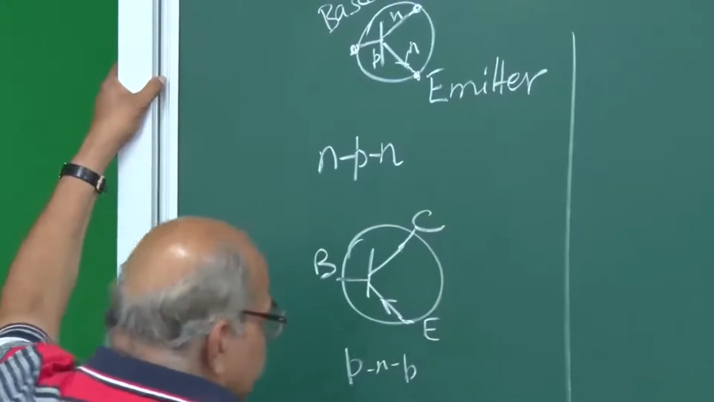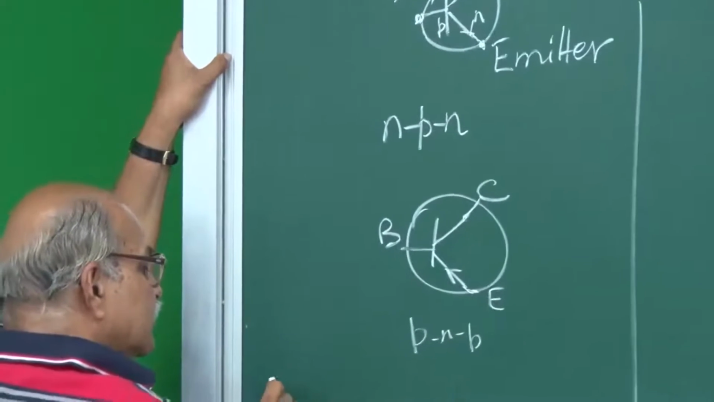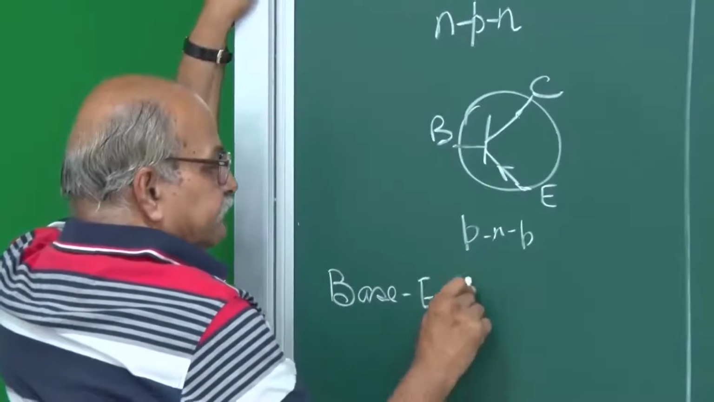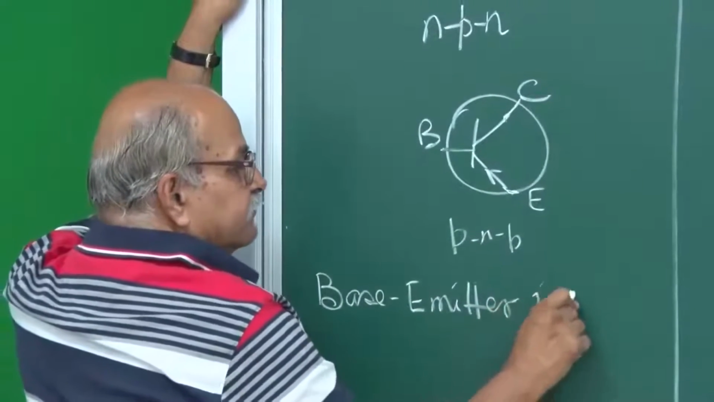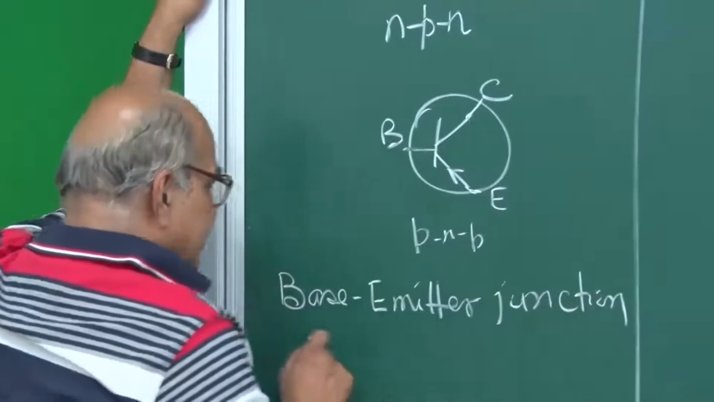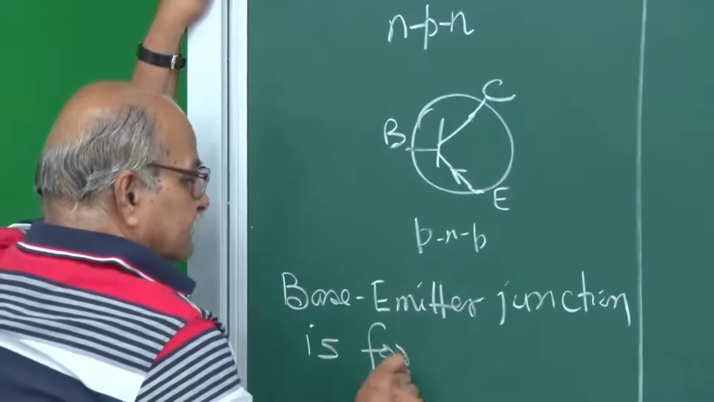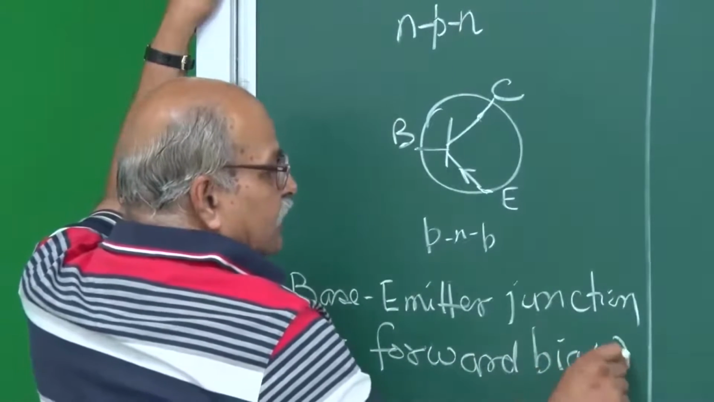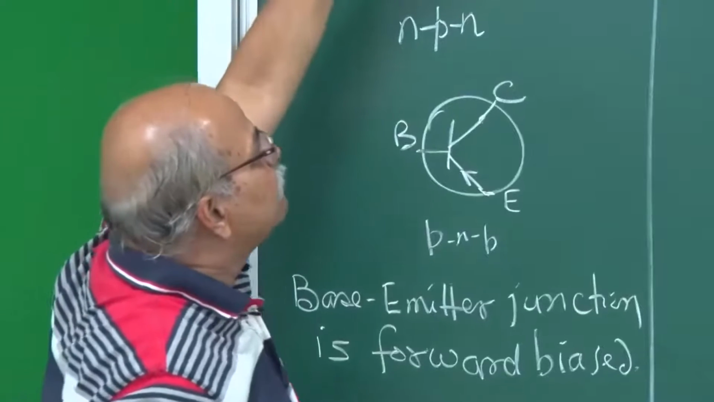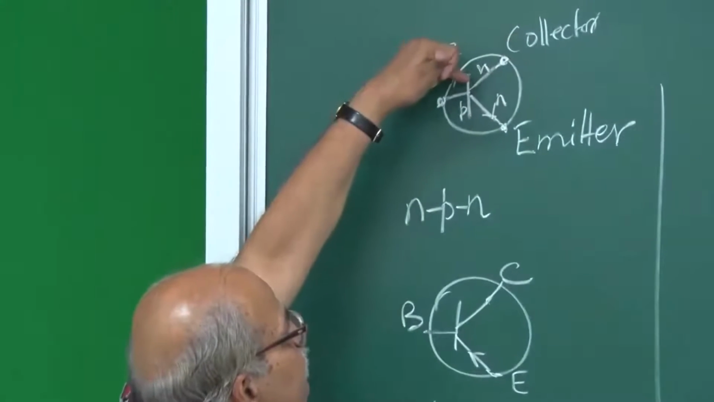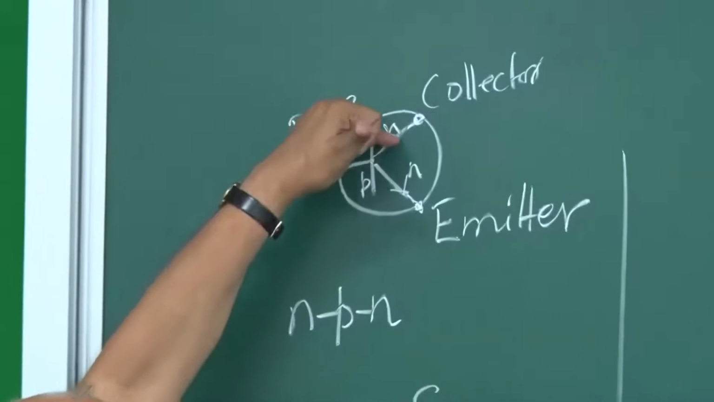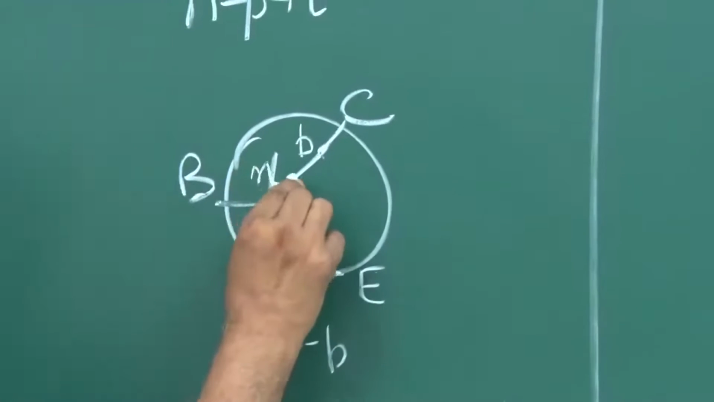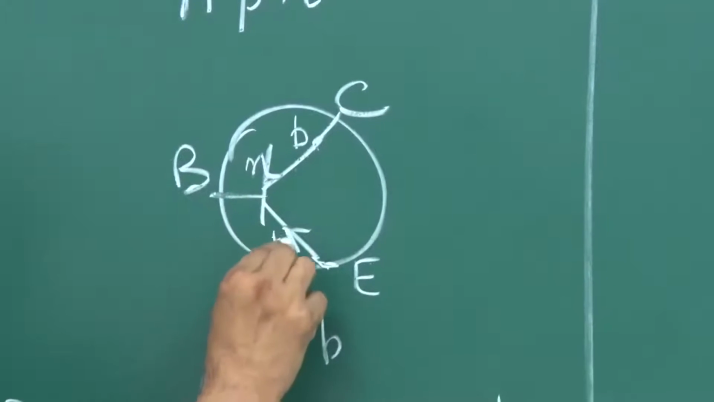So, the guiding principle was, in normal operations, this base emitter junction is forward biased. That is the guiding principle. Now, let me also add what happens at the base collector junction. The other junction is at the base and collector. Here, this is base, this is collector, this is PNP. So, this is P and this is N. So, this is the base collector junction.